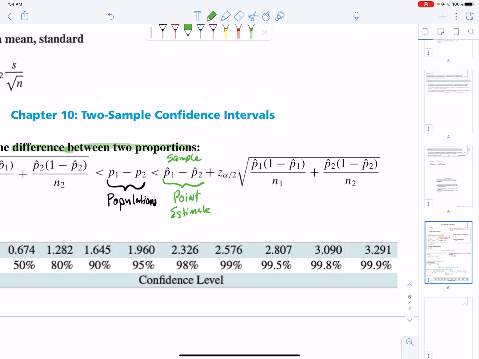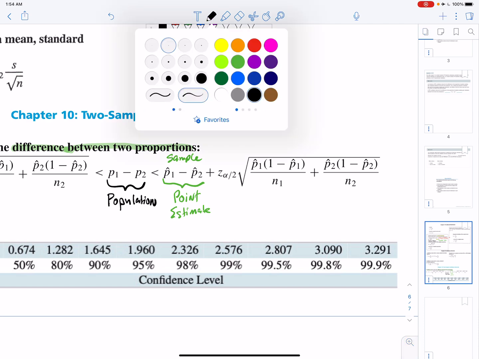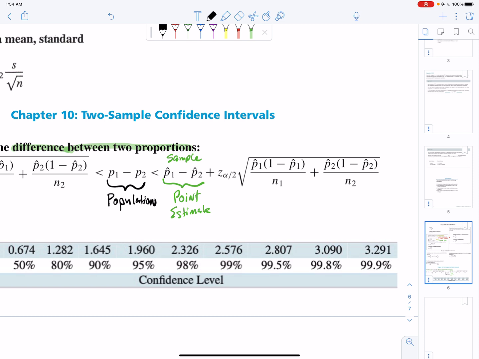Okay. Now, there are some other things I'm going to need. You'll remember this from confidence intervals in 8.1 and 8.2. I need my critical value.